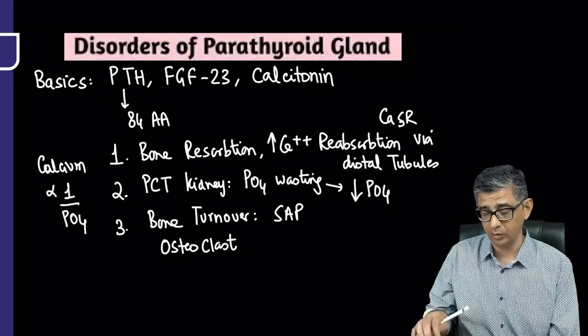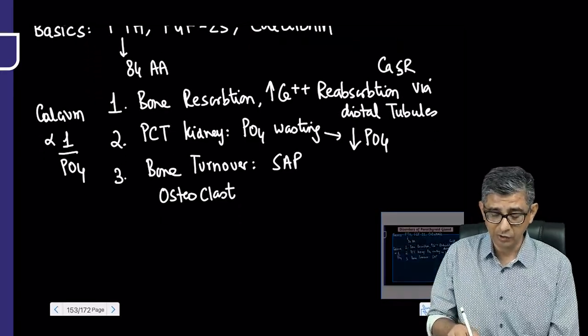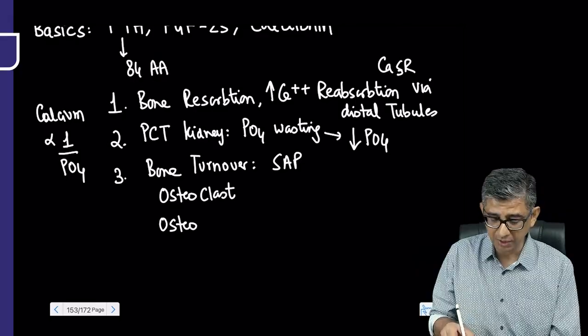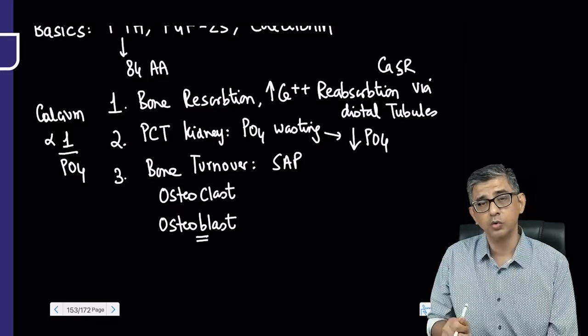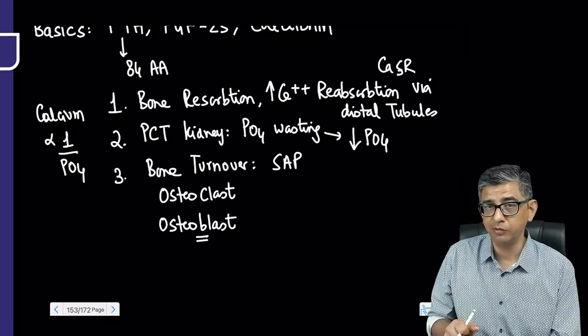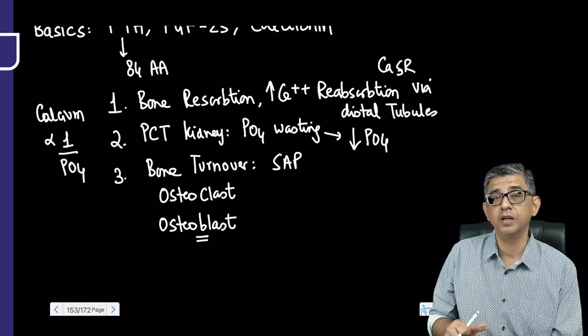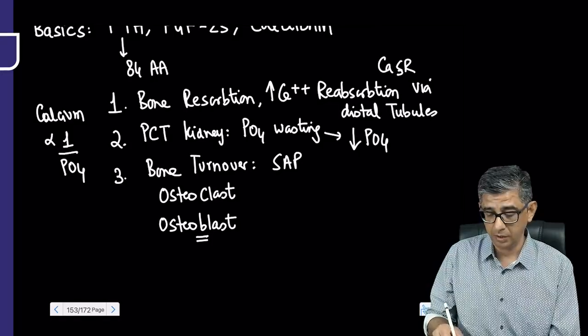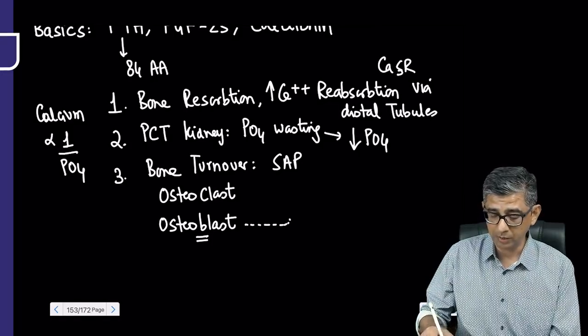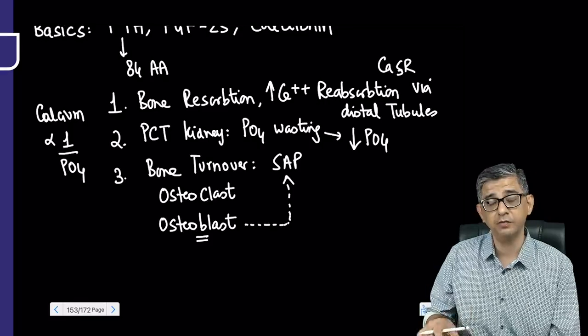We have two cells in the bone. One is the osteoclast, which is responsible for bone destruction. The second is the osteoblast, which is responsible for bone formation. So which cell would be responsible for serum alkaline phosphatase production? Your answer would be the osteoblast. I repeat once again that osteoblasts are the ones which produce serum alkaline phosphatase.